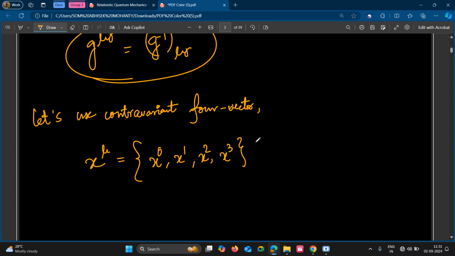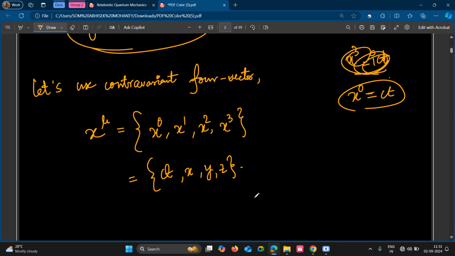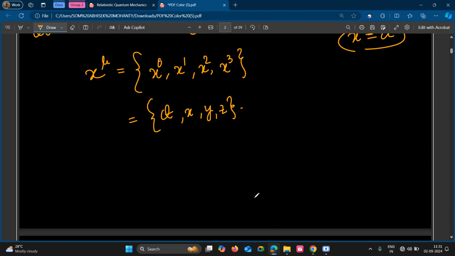Okay, and you know what this x0 is? This x0 is actually ct. We'll take the value ct. x1 is x, x2 is y, x3 is z. Here the time-like component is denoted as the zero component. So this is called the time-like component. It has time in it. You can write it as the zeroth component of x.